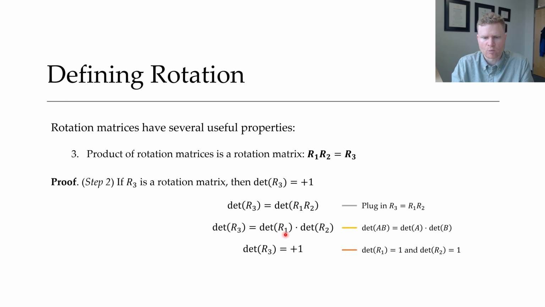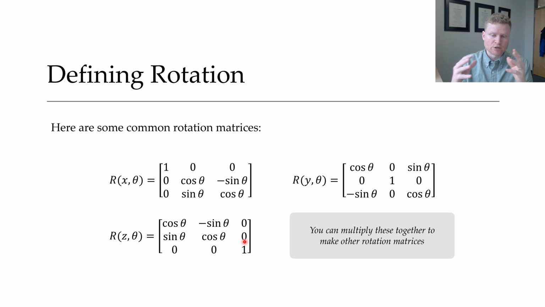So I'll have the determinant of R1 times the determinant of R2. We know a little bit about both of these determinants. We know that because R1 is a rotation matrix, this determinant is plus 1. And similarly, because R2 is a rotation matrix, this determinant is also plus 1. So I've got plus 1 times plus 1. Well, okay, my determinant of R3 is also equal to positive 1. And yes, this is a valid rotation matrix. Cool. So you can multiply rotation matrices and you get rotation matrices.